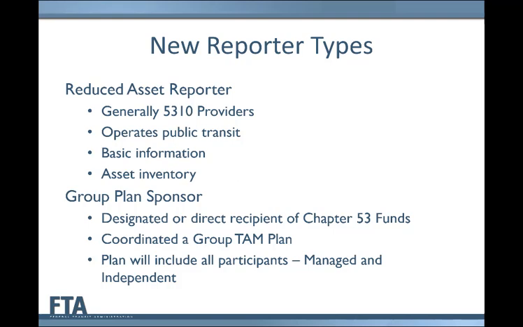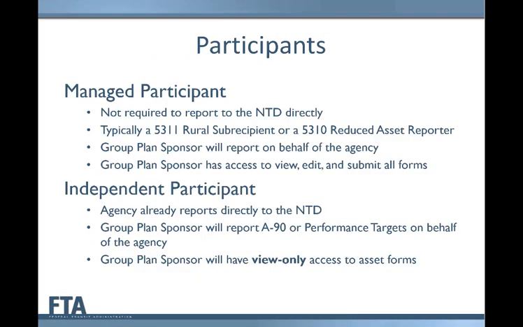Group plan sponsors are designated or direct recipients of Chapter 53 funds that have coordinated a group TAM plan. There are two distinct types of participants in a group TAM plan: a managed participant or an independent participant. Managed participants are agencies that are not required to report directly to NTD. Group plan sponsors will report on behalf of their managed participants. This is already the case for 5311 subrecipients of state DOTs, but will also be true for other subrecipients of FTA funds who participate in a group plan. Group plan sponsors will edit and submit all forms for managed participants.